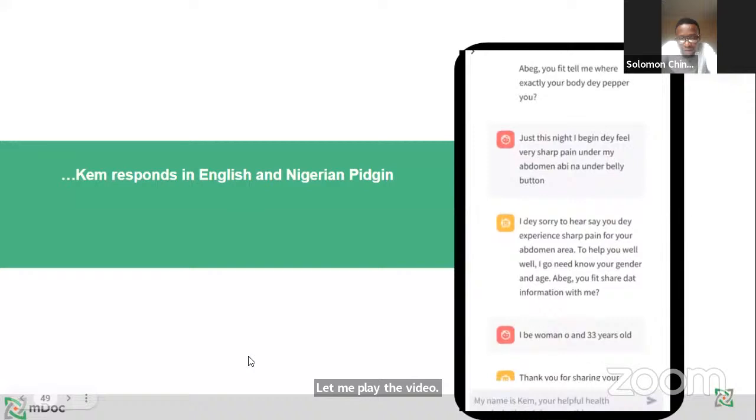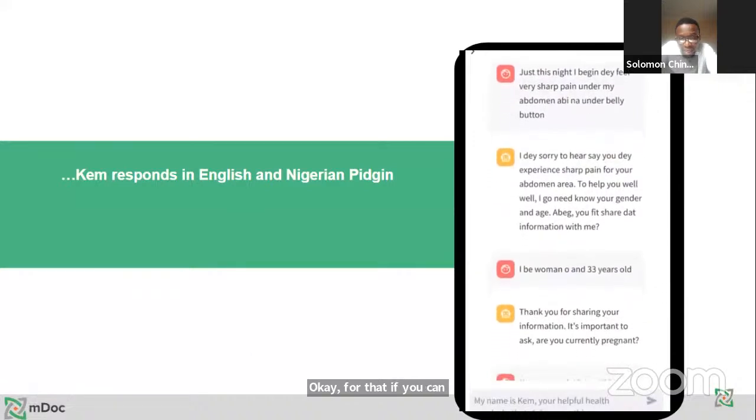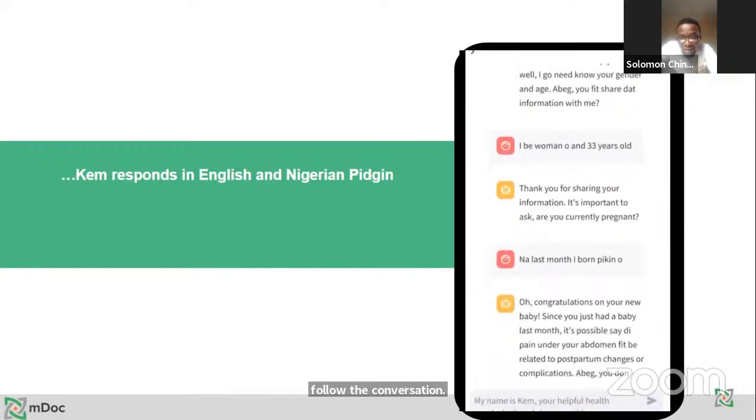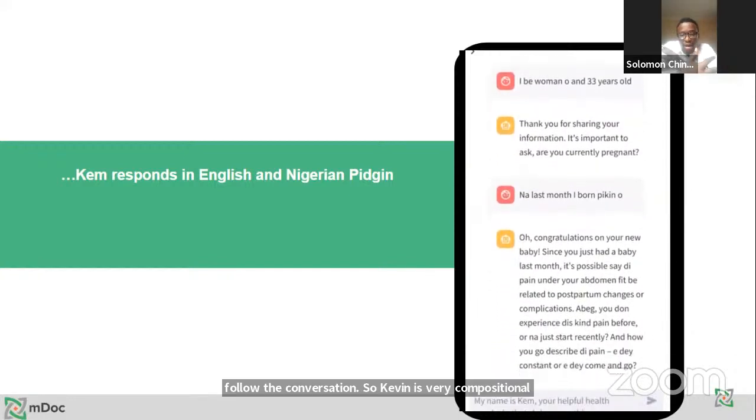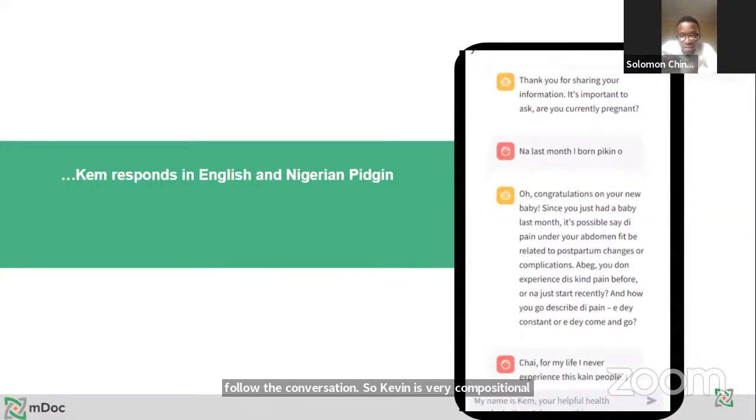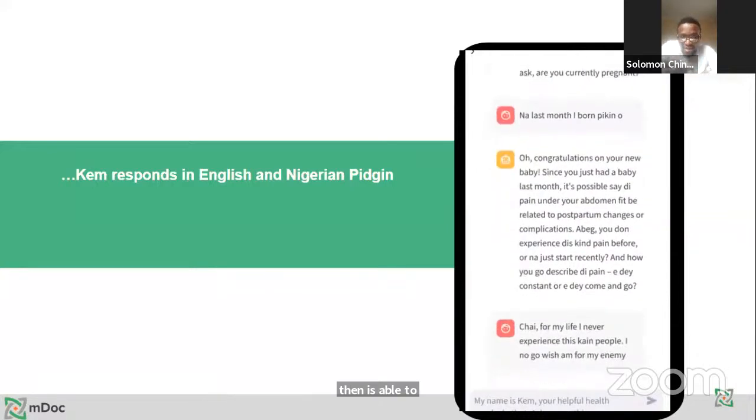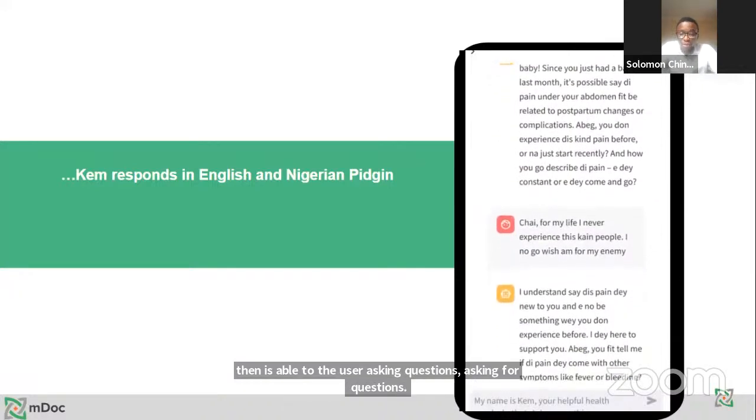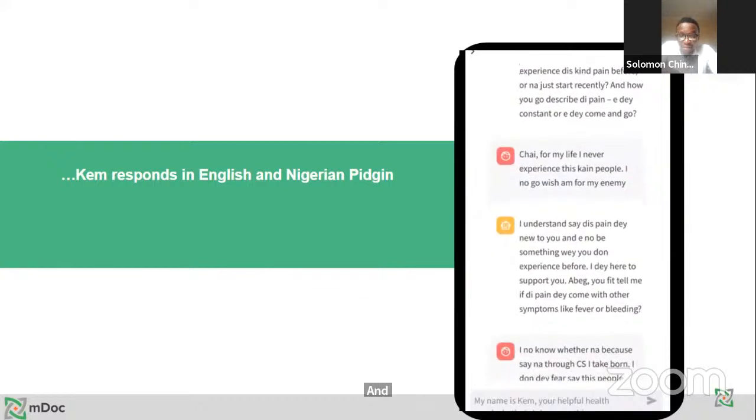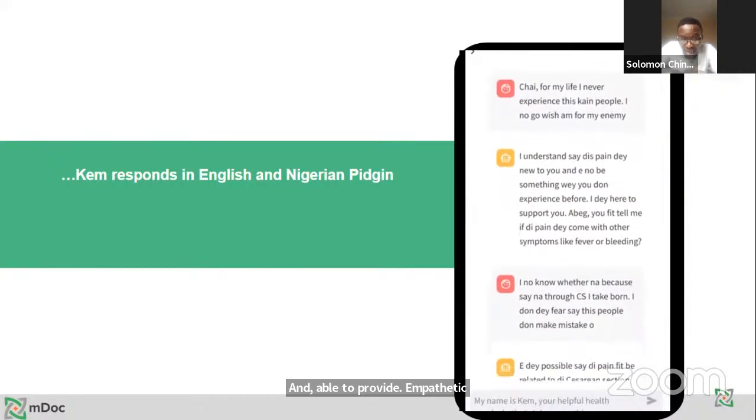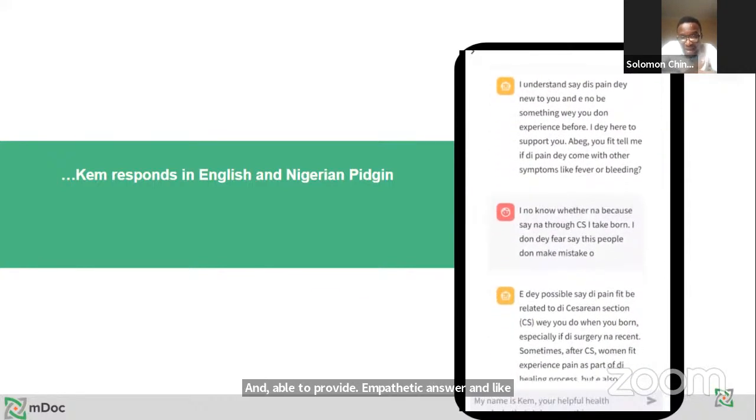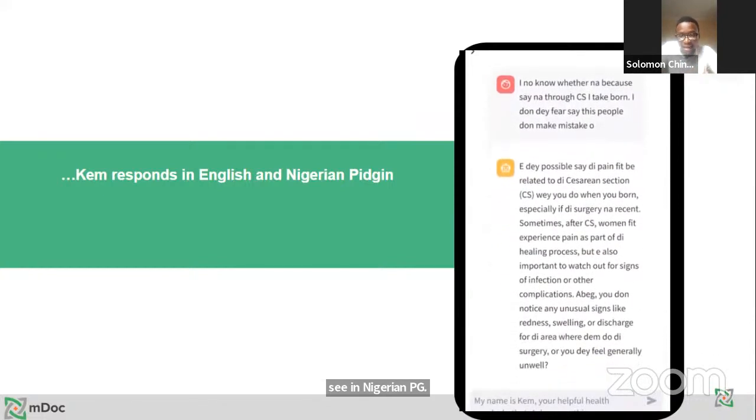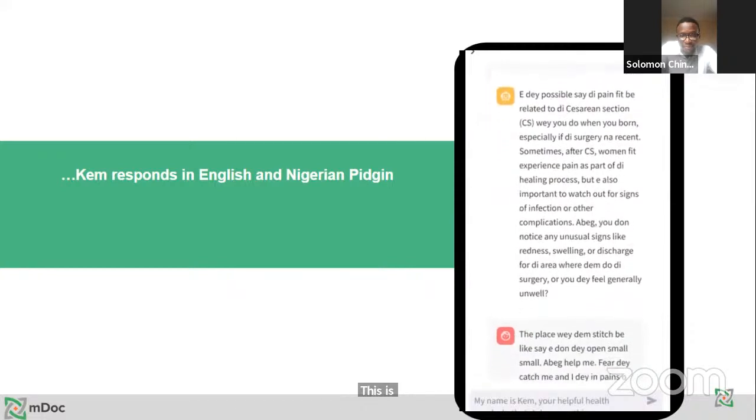If you can see your screen, just follow the conversation. So Chem is very conversational, and is able to engage the user, asking questions, asking follow-up questions, and able to provide empathetic answers. And like you can see, it answers in Nigerian Pidgin. This is AI, this is LLM.